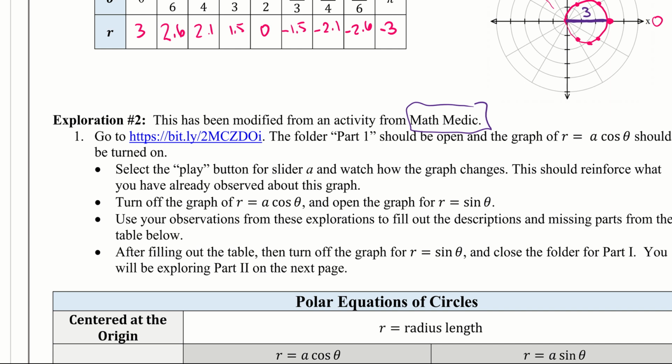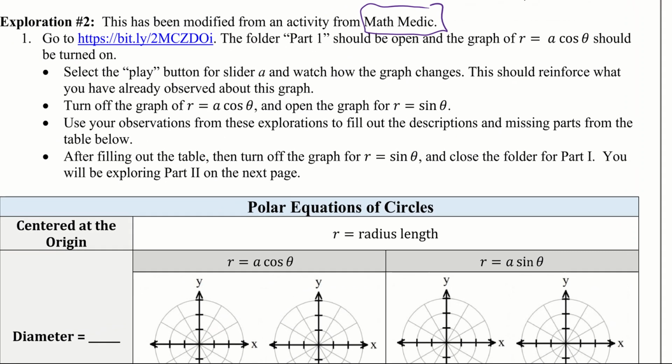And the folder for part 1 should be open, and what we're going to be looking at is the graph of r equals a cosine of theta, and see what happens if we change what value a is. So we can press play on the button for slider a, or we can manually change the slider. It'll change what values we're using for a. We want to observe how the graph changes, and this should reinforce what we just saw at the Explore earlier.